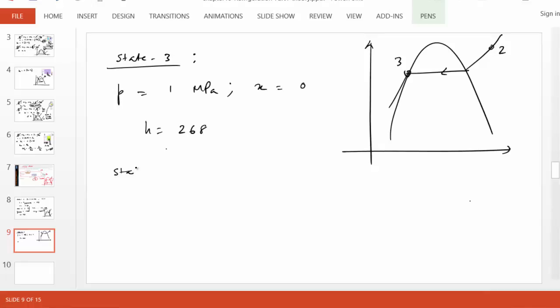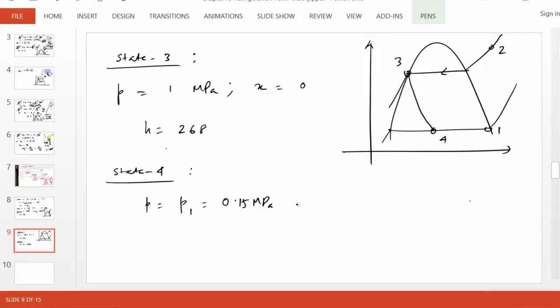And finally, state 4. We know enthalpy remains constant, so pressure is known, same as P1, which is 0.15 MPa, and enthalpy is 268. So we don't need to do anything. Already enthalpy is known. Let's go and verify that we didn't make a mistake.